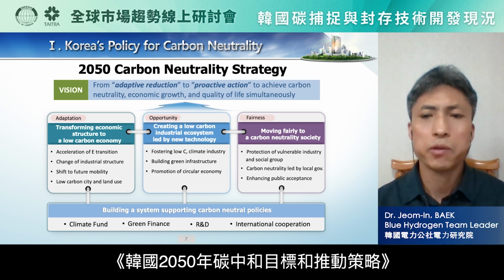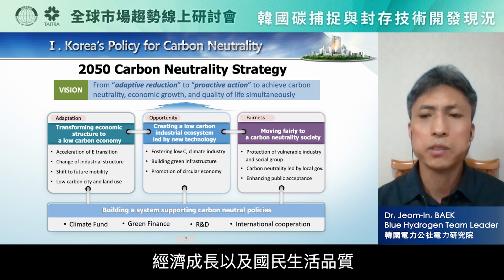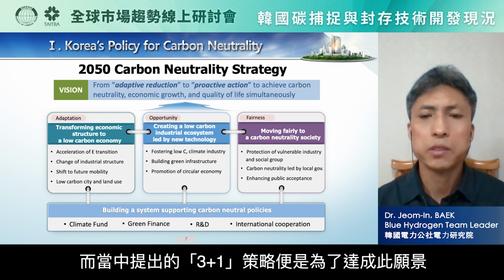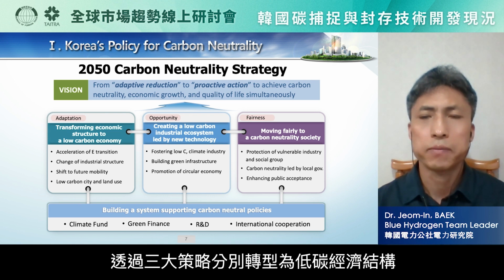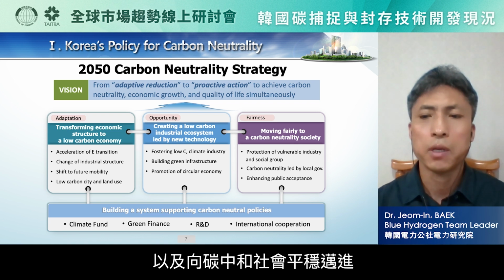2050 Carbon Neutrality Strategy pursues proactive action to achieve net zero society, economic growth, and quality of citizens' life simultaneously. 3+1 specific strategies were suggested to reach this vision. 3 main strategies are transforming economic structure to a low-carbon economy, creating a low-carbon industrial ecosystem led by new technology, and moving fairly to a carbon neutrality society.